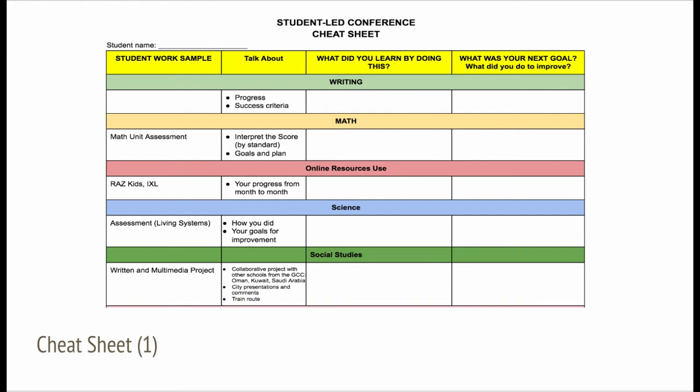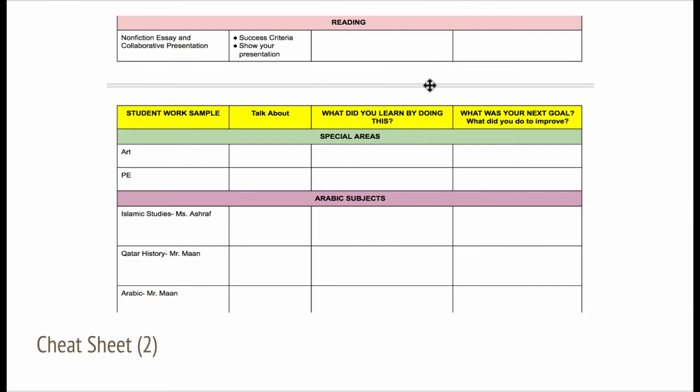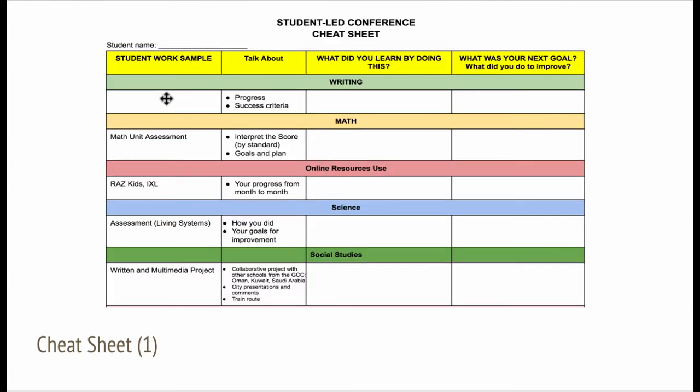For instance, here you can see that I ask the students to provide sample work from writing, math, some online resources. They will reflect on their progress, science, social studies, and then the other subjects here, reading, special areas, and Arabic subjects. They would just write here briefly what did they learn by completing that assignment, and what they did to improve.